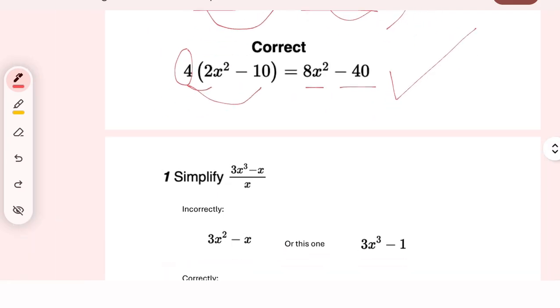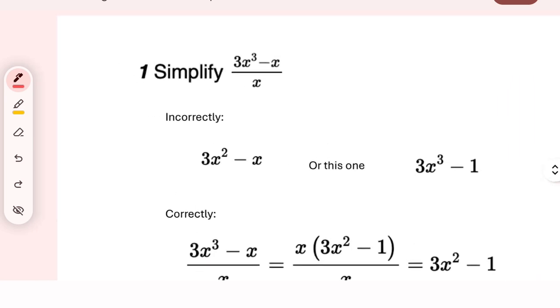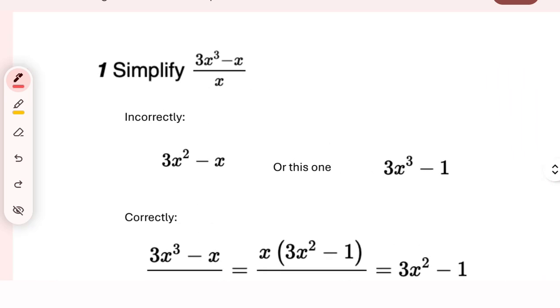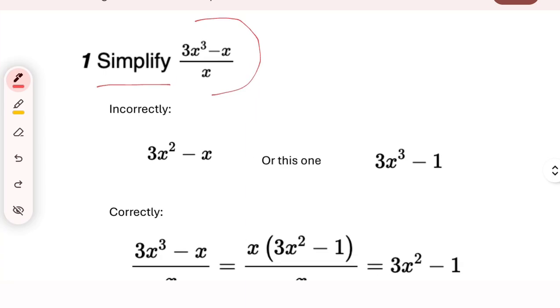All right? And here is another common problem that students would fail to answer. How would you simplify this? We have (3x cubed minus x) divided by x. So that is the given. How would you simplify that? Some students would do it incorrectly, like this. Some others would answer as 3x squared minus x.